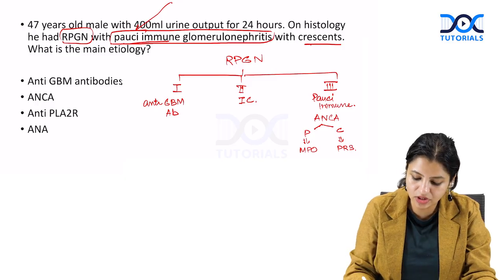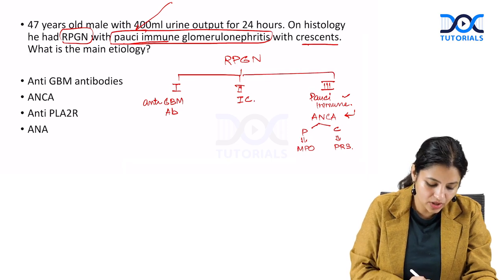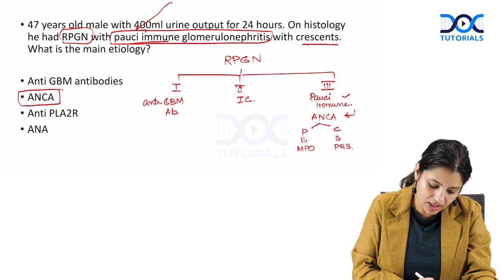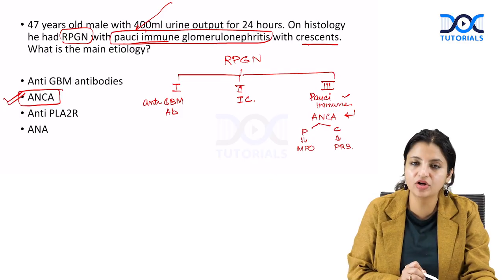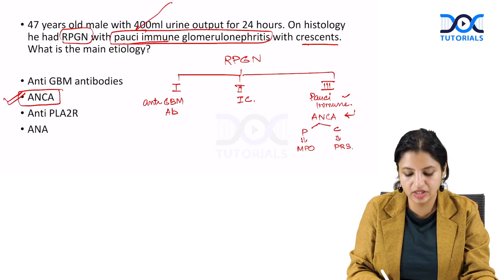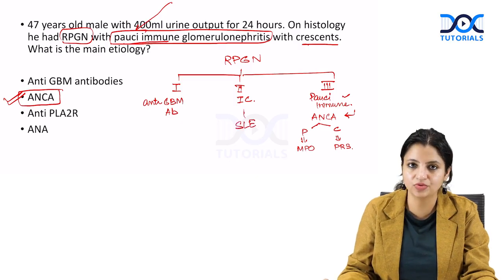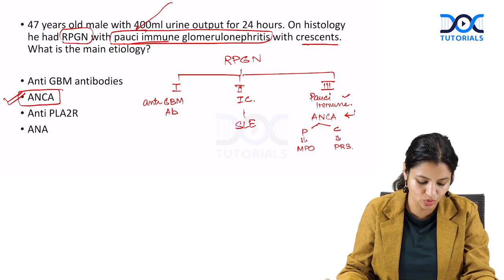So obviously pauci-immune has ANCA antibodies. You should be very clear with that. If it is pauci-immune, it has to be ANCA. Anti-GBM antibody, if they ask you type 1, then it is anti-GBM. ANA, immune complex mediated diseases, even in SLE, if somebody develops PSGN, it can be type 2. So if ANA is present, it becomes type 2.